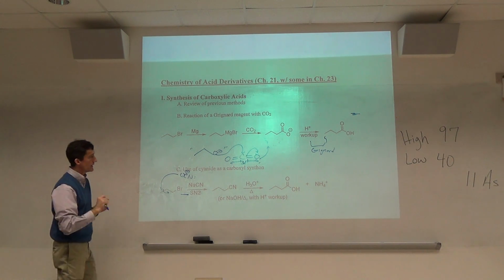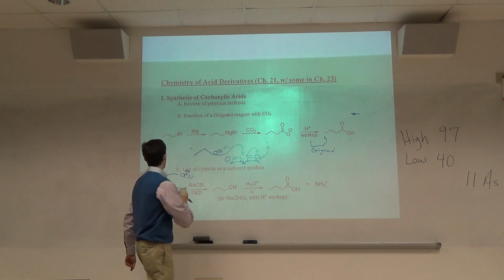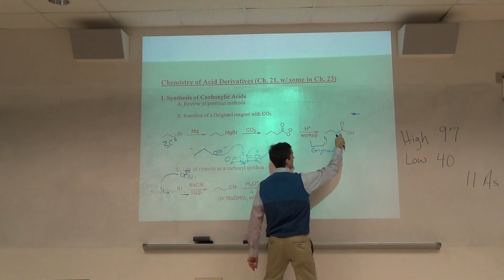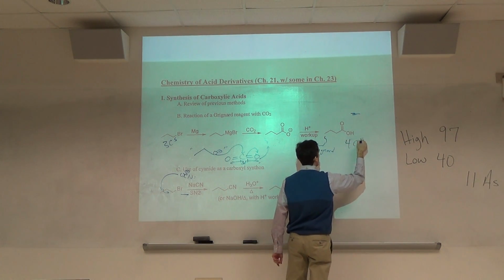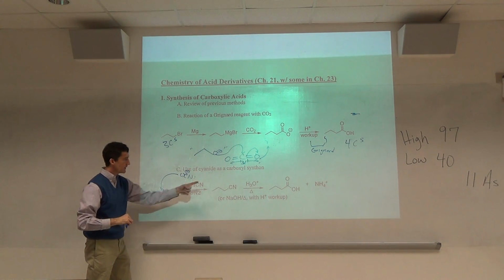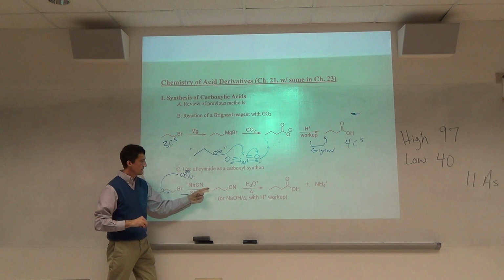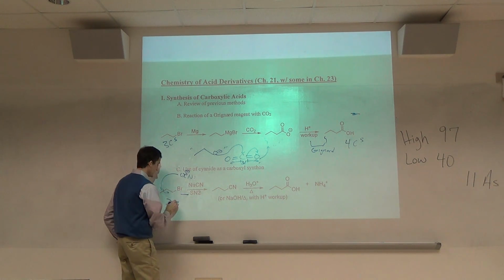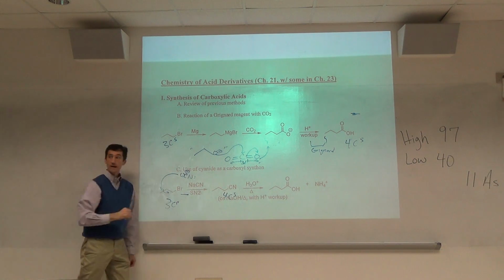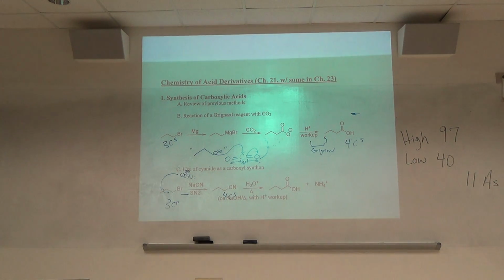Note, in both cases, this is 3 carbons, but this is how many? 4. Where did the other carbon come from? CO2. Where did the other carbon come from here? See, this is 3 C's. That's 1, 2, 3, 4. The other carbon comes from the cyanide. The cyanide approach does have a limitation.